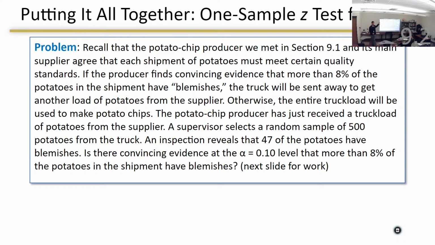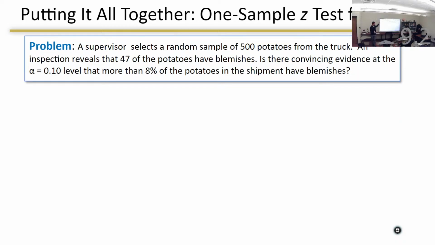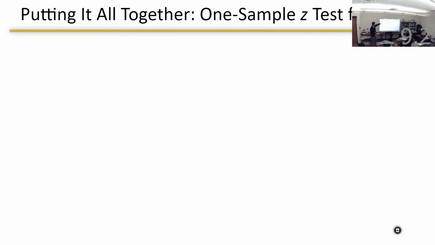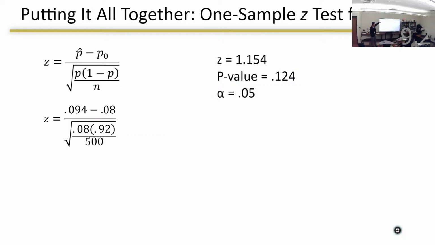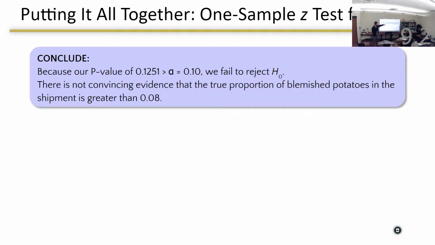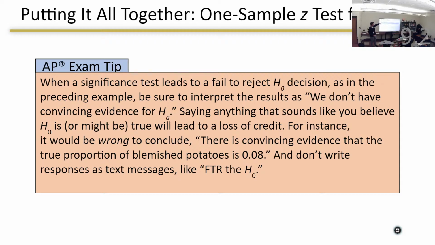Here's another question. Is there convincing evidence? So this basically is an entire question again. I don't want to go through an entire question, but you guys have notes here that you can go back through if you need some more confidence. There's the randomness, there's the Ho and the Ha, defining P, there's the Z, there's the P, there's the alpha, and there's our conclusion.